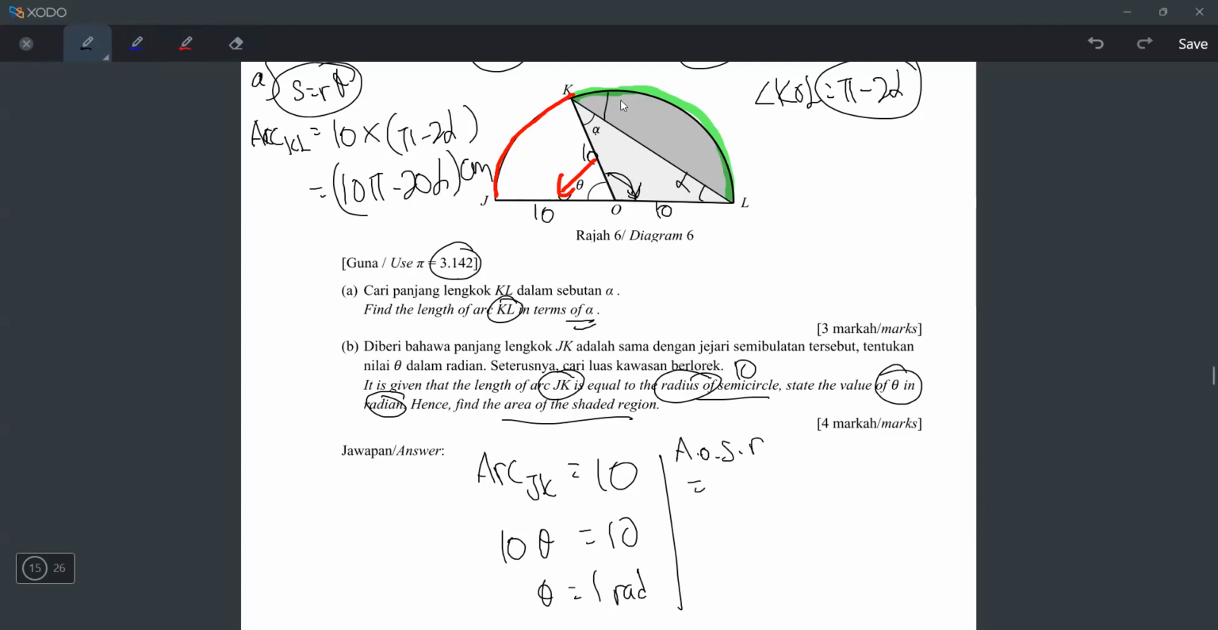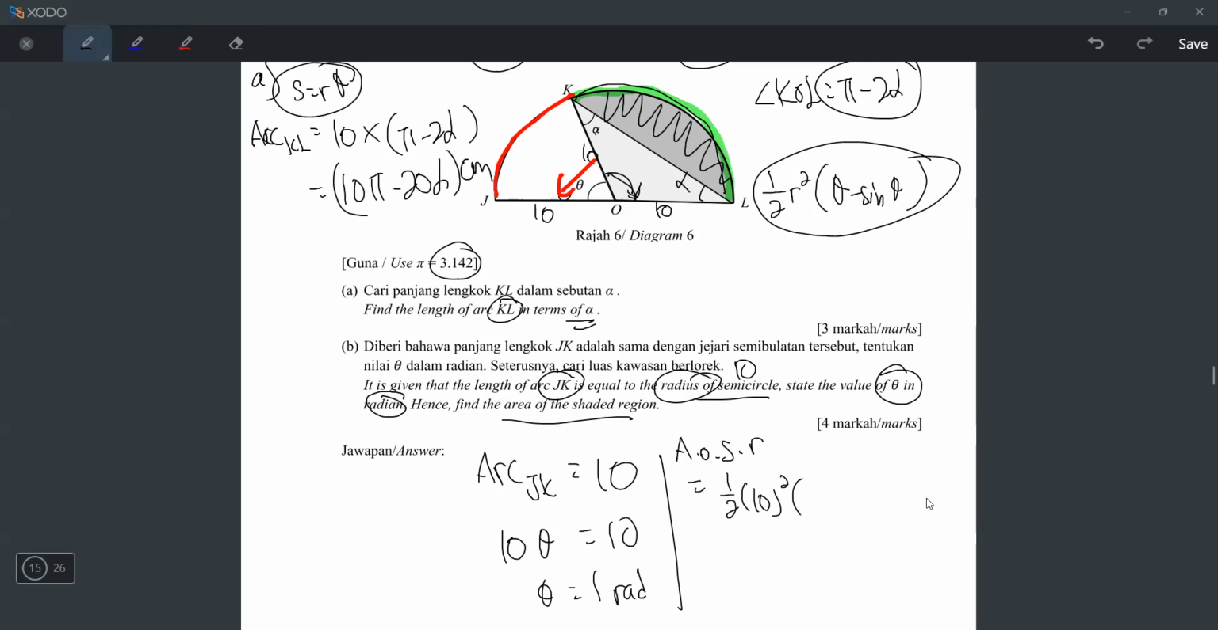If you look at the shaded region, it's referring to this part, right? And this is actually called a segment, because it consists of two lines, the arc and the chord. So you can use this formula, 1 over 2 r squared bracket theta minus sine theta. That's the formula for area of segment, right? So let's do this. 1 over 2 r squared. What's the r? 10. So 10 squared. And then theta minus sine theta.